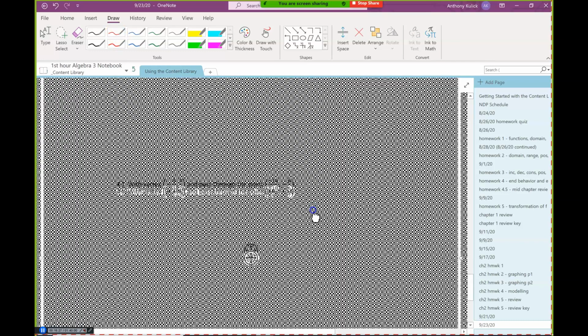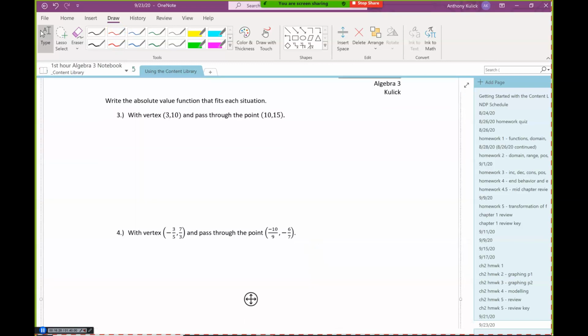Okay. So this problem asks to write the absolute value function that fits each situation. So what it's asking me for, what my final answer would look like, is some equation that looks like this. Right? So we need to figure out a value for A, for H, and for K so that this graph goes through the 2 points that are given.